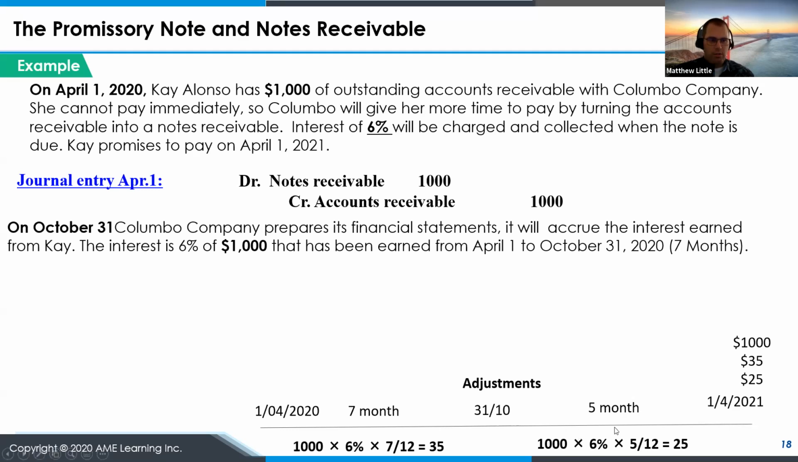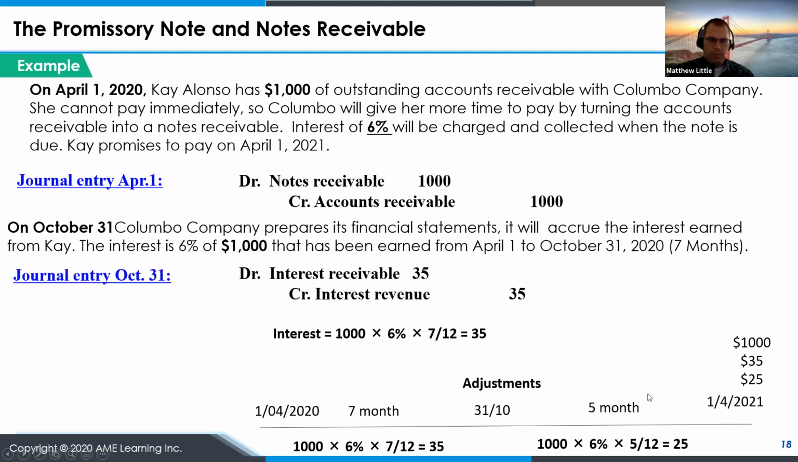And just to continue, for the balance of the term, we've got the calculation showing the balance of the term being 5 months remaining. So 7 months plus 5 months is the whole year, which means in 2021, we will earn $25 of interest on this note receivable. So our journal entry as of October 31st will be a debit to interest receivable, so it's an amount owing from a customer of interest $35, and we'll credit the interest revenue for $35.